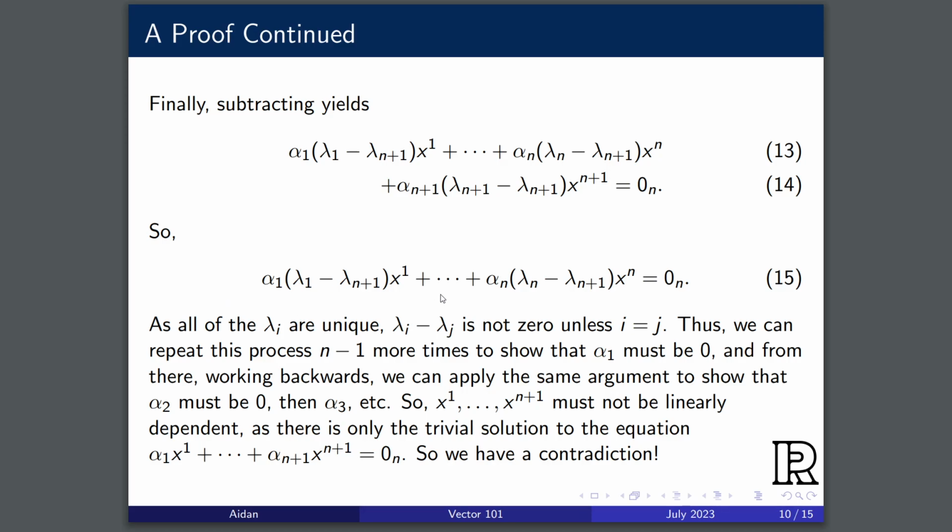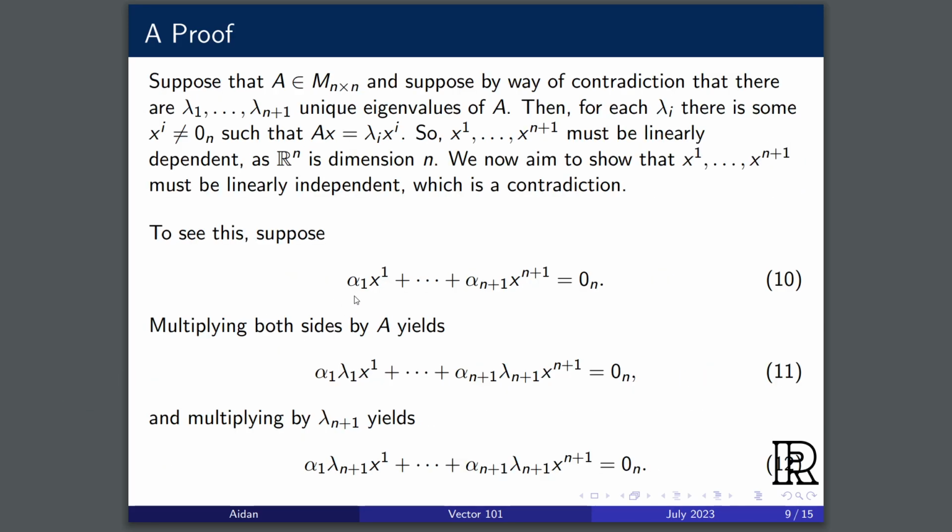So we can do this again. We can multiply everything by A, and then multiply everything by lambda n, and then subtract, and we'll get another sum with n minus 1 vectors in it. And we can do it again, and we'll get a sum with n minus 2 vectors in it. And we can do it again, and we'll get a sum with n minus 3 vectors in it. And so if we do this n more times, or at least n minus 1 more times, then we'll get that alpha 1 must be 0.